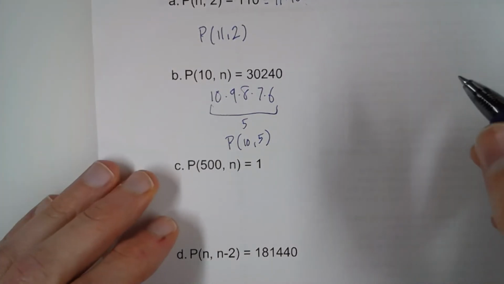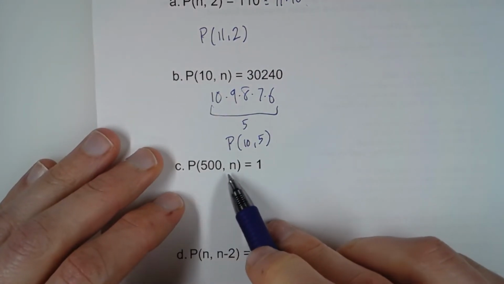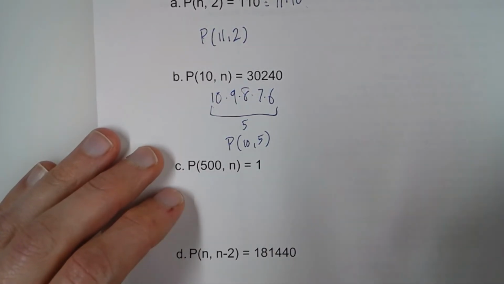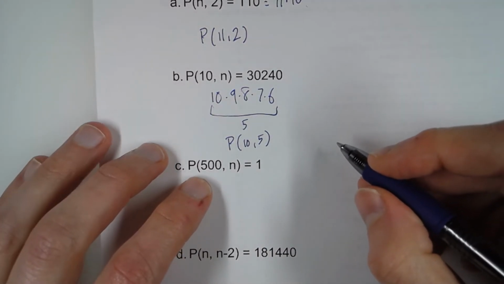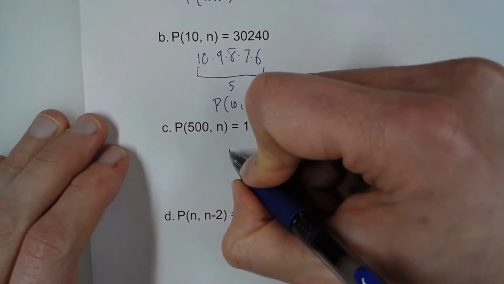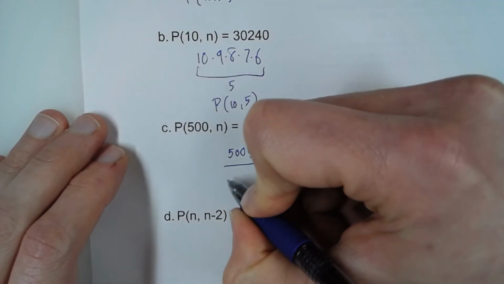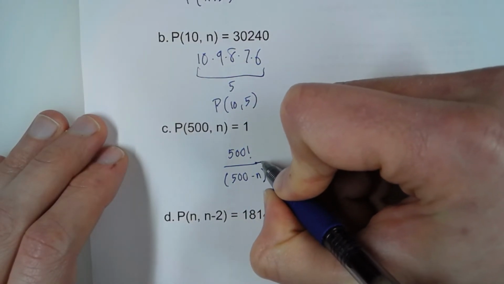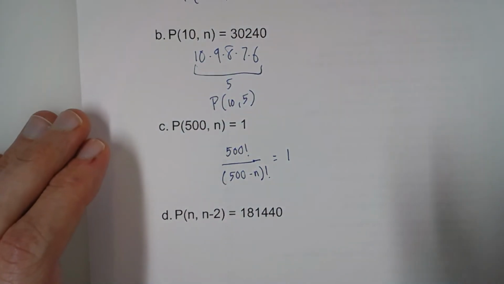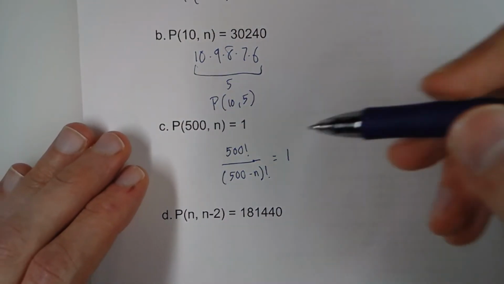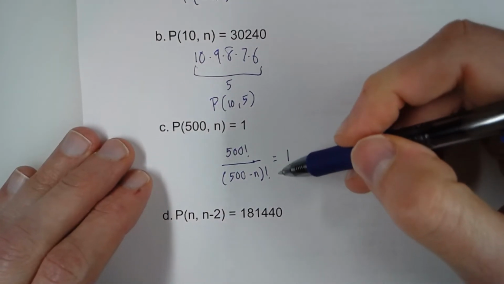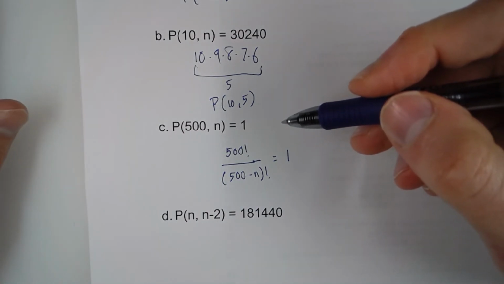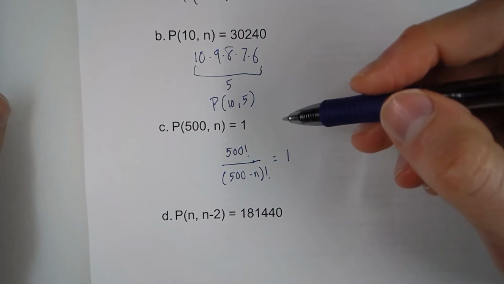All right. So this one, P(500, n) equals 1. Now with this one, I'm going to use that definition that we used for number 1, part D, and write it as 500 factorial over (500 minus n) factorial equals 1. Now, 500 factorial is too big to compute on the calculator. If you try and do it, it's going to give you an overflow error. And that's the point, is you're not really going to use a calculator for this one.